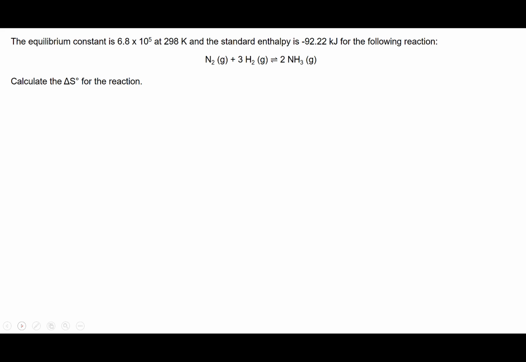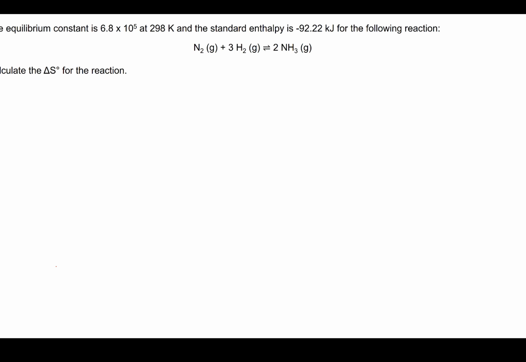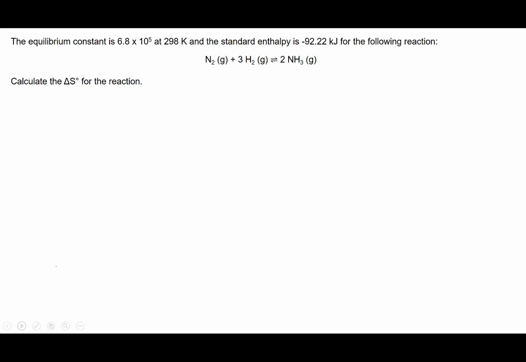So in this video, we're going to be talking about a thermochemistry problem where we're going to try to calculate the change in entropy for a reaction if we're given the equilibrium constant for the reaction, and we're also given the standard enthalpy for that reaction. So the equation that we would use in this case is the Van 't Hoff equation. It would be the Van 't Hoff equation, right?